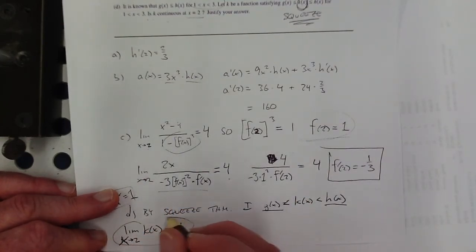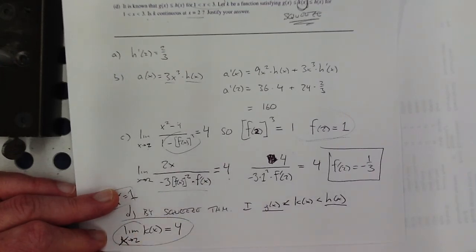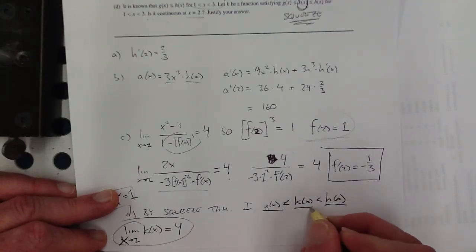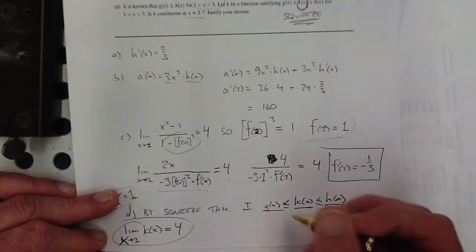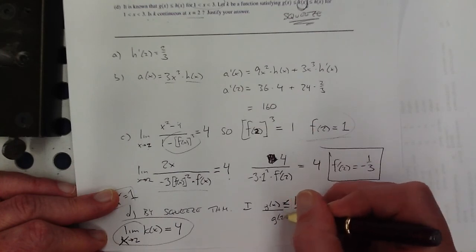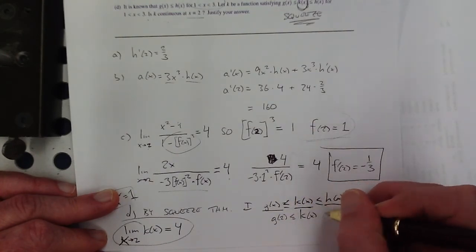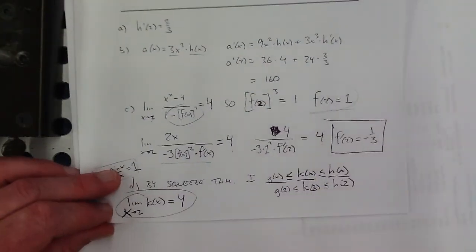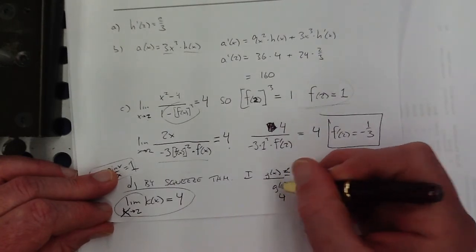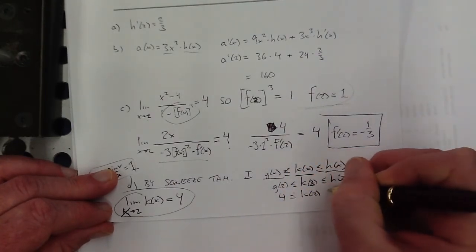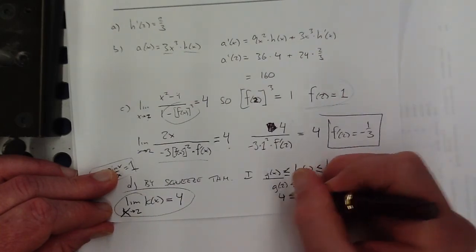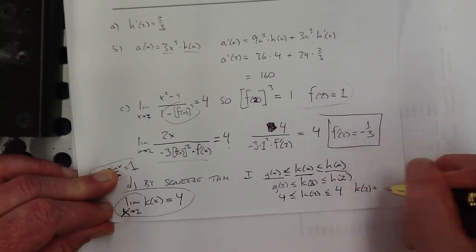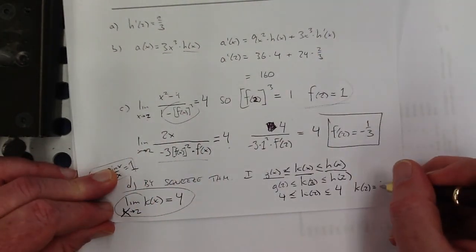And if this limit exists, and that's trapped, I know that g of 2, if I plug 2's in here, which I can, of course, because I said it works for all these values in between 1 and 3, if I plug that in, I know that g of 2 is 4, and h of 2 is also 4. So k of 2 has to equal 4 also. There's no other way. It can't be trapped between those two and not go through that point.